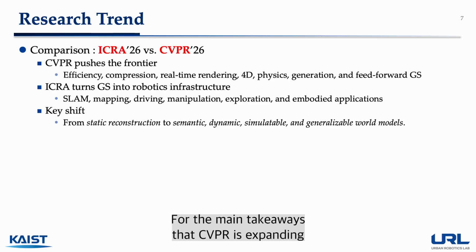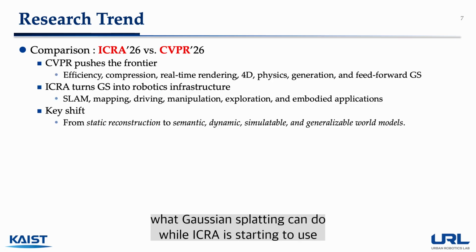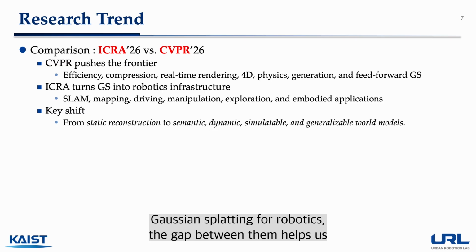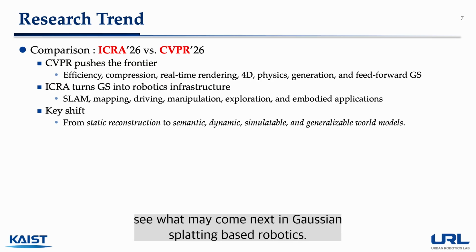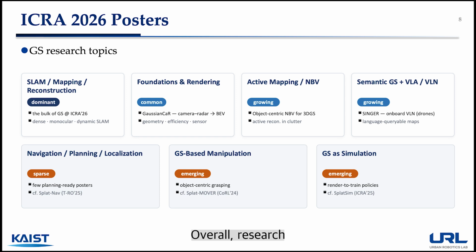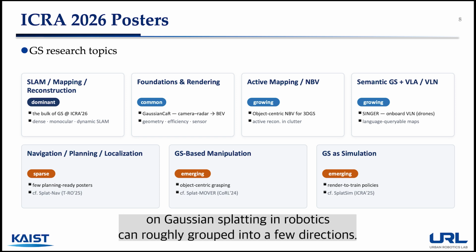So the main takeaway is that CVPR is expanding what Gaussian splatting can do, while ICRA is starting to use Gaussian splatting for robotics. The gap between them helps us see what may come next in Gaussian splatting-based robotics. Overall, research on Gaussian splatting in robotics can be roughly grouped into a few directions.